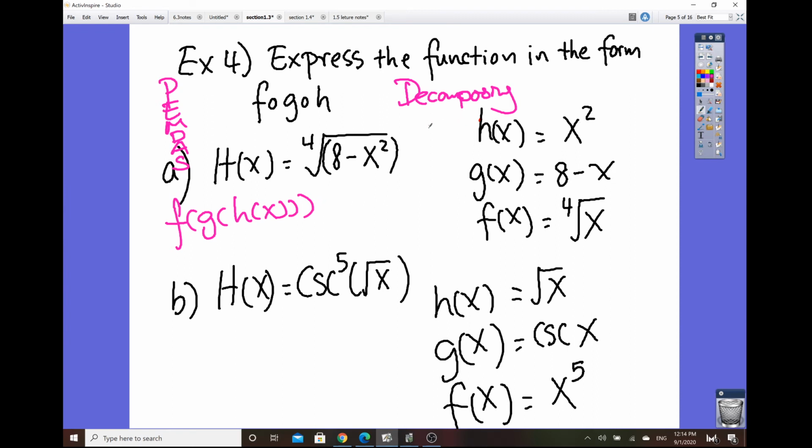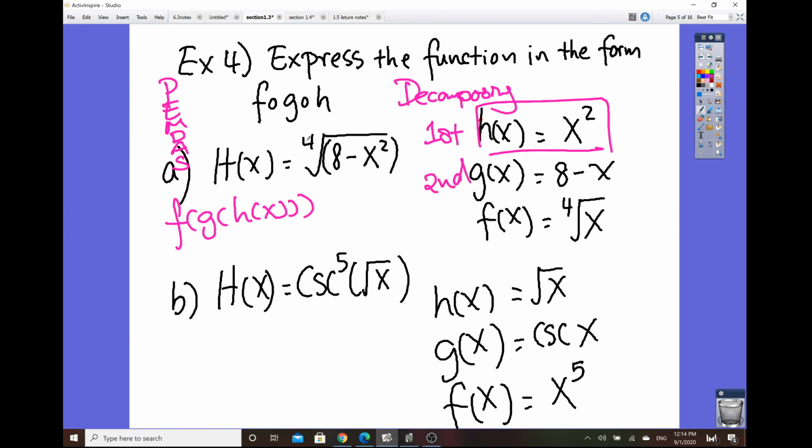The first one, you start off with h of x equals x squared. And then you want to ask yourself again, after x squared, what would you do next? The next step, you want to subtract the quantity from a. So that means a minus x. That would be the outer function.